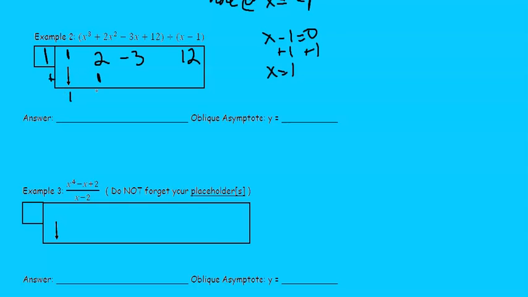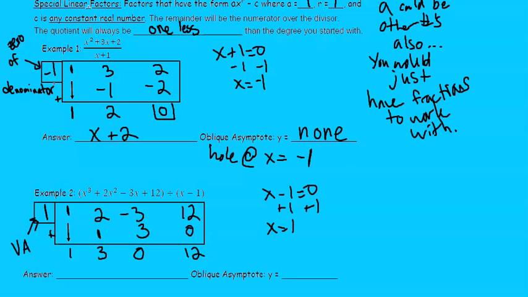So we add those together and we get 3. 3 times 1 is 3. You get 0. 0 times 1 is 0. So we have a remainder of 12. So that means that this number is a vertical asymptote. And this number right here was a hole.